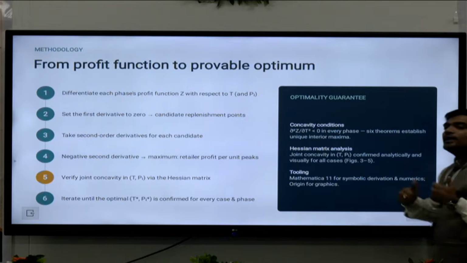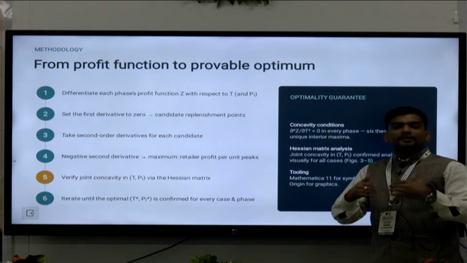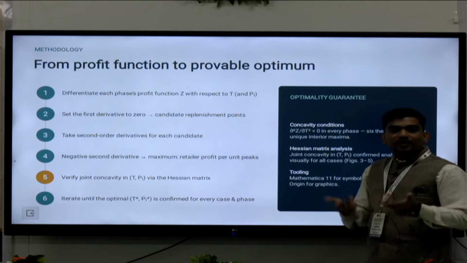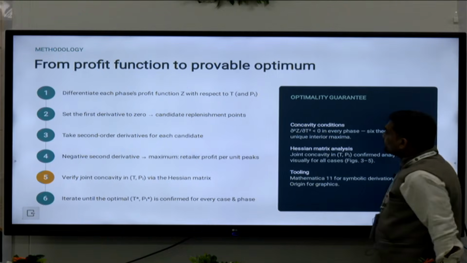And if the retailer gets the maximum profit, it directly influences the supplier also, because at that time they can provide more orders well in advance. So the wastage of any items can be controlled.